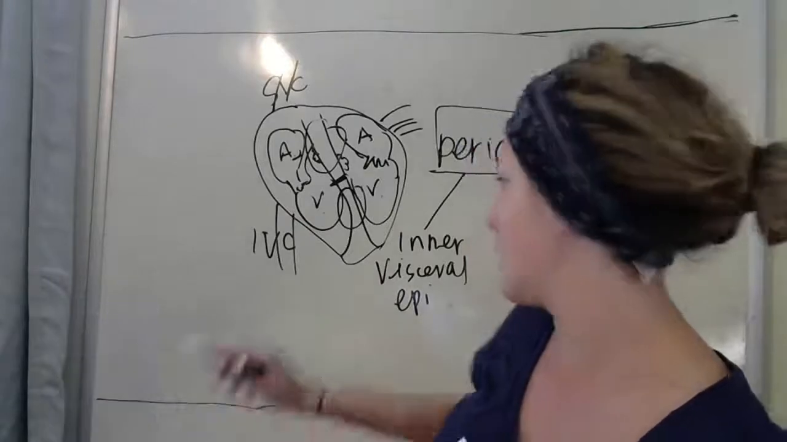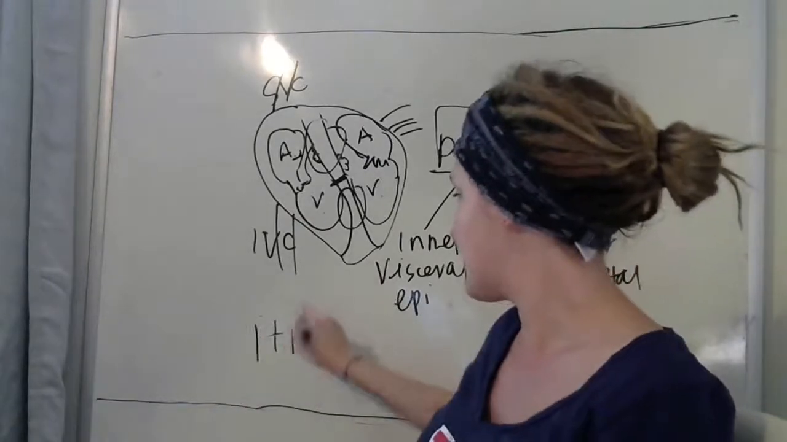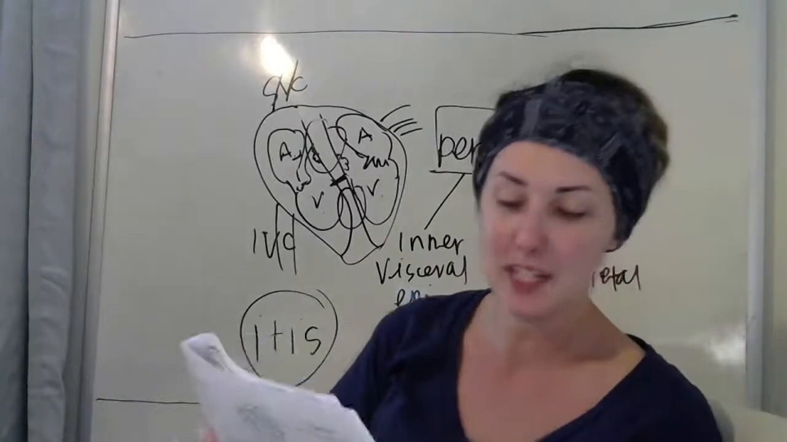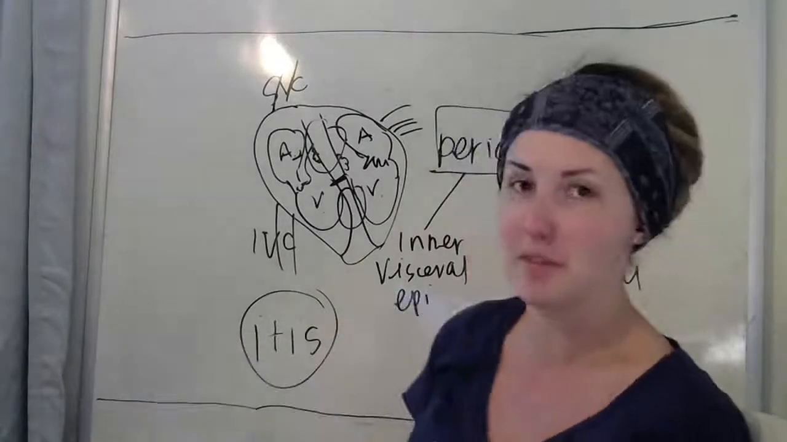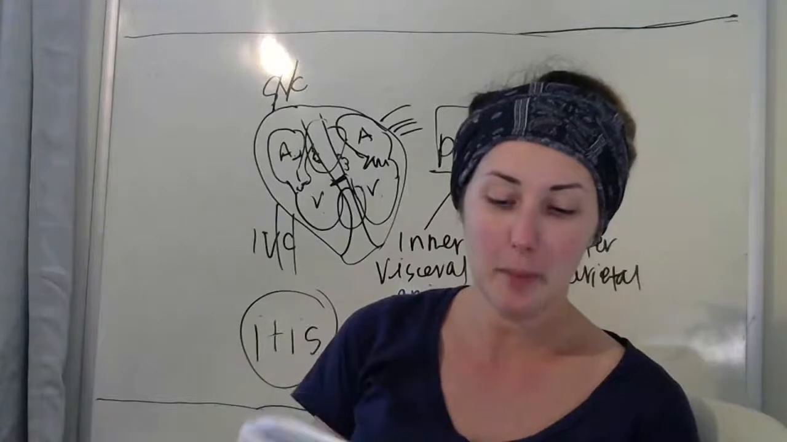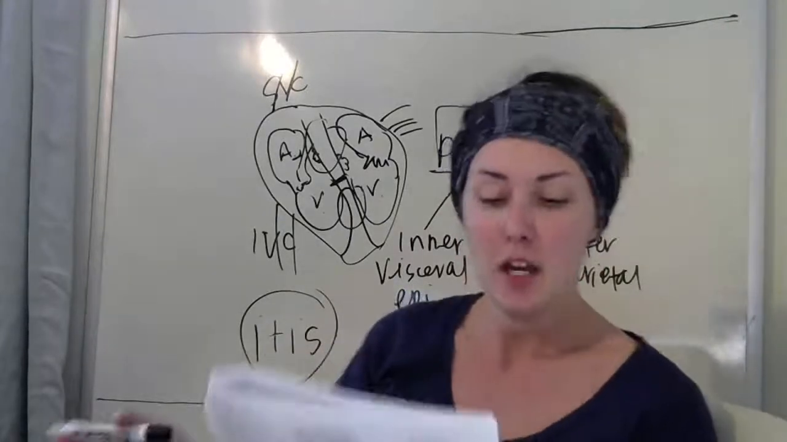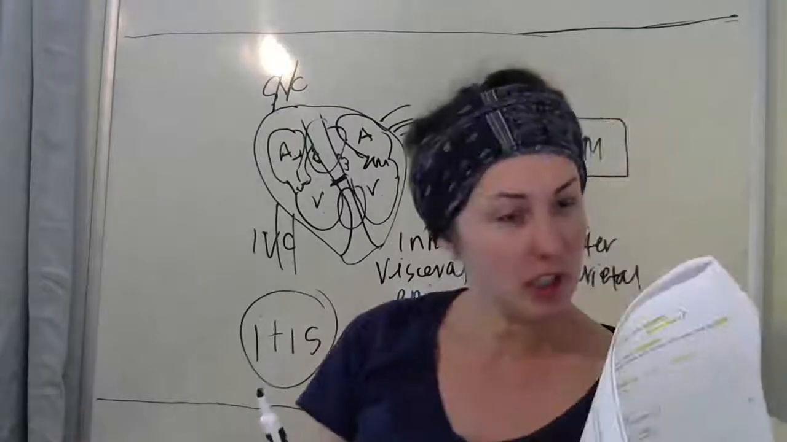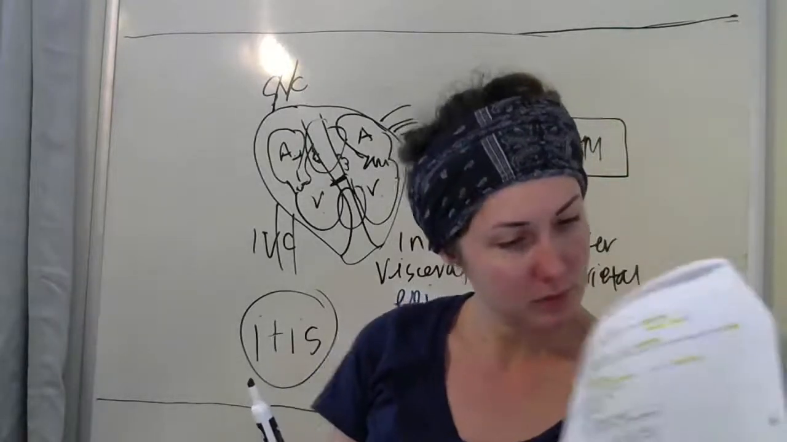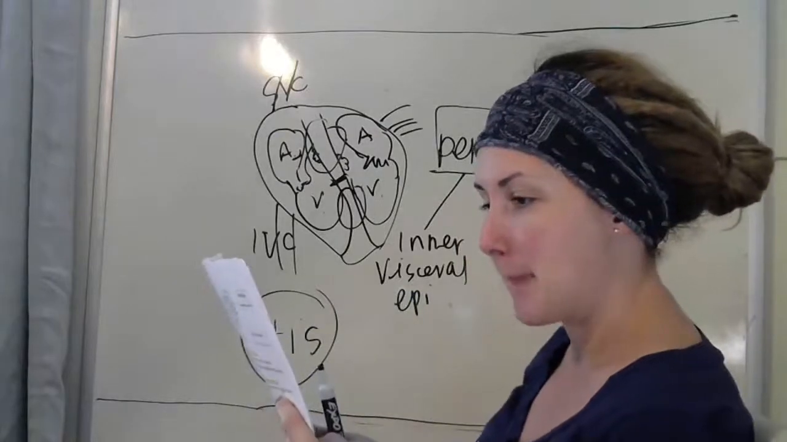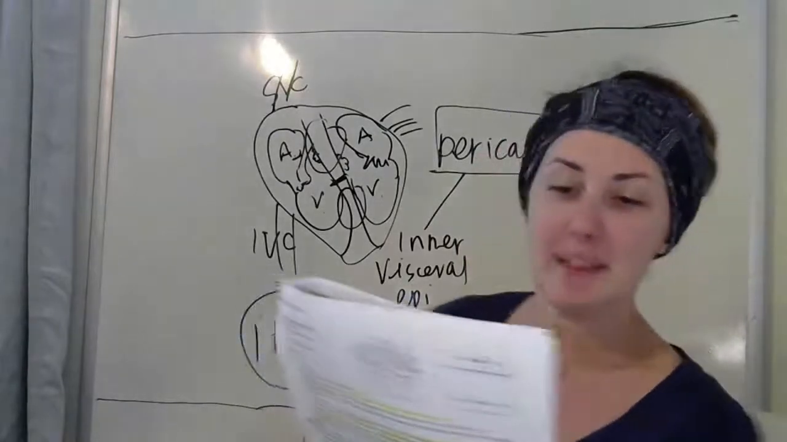Okay, so we also need to know that anytime you see itis, it's going to be inflammation of something. So if she asks you what the inflammation of the pericardium is, it's going to be pericarditis. And I think we had another one on here as well. Yeah, inflammation of the endocardium is endocarditis.